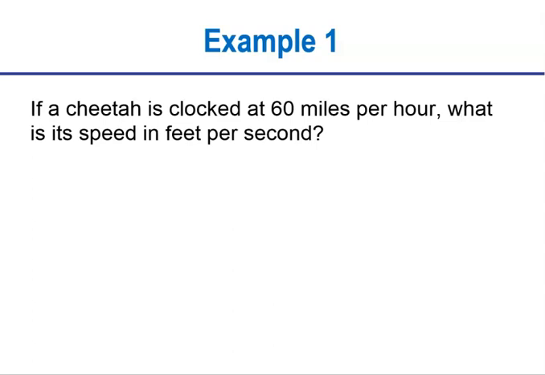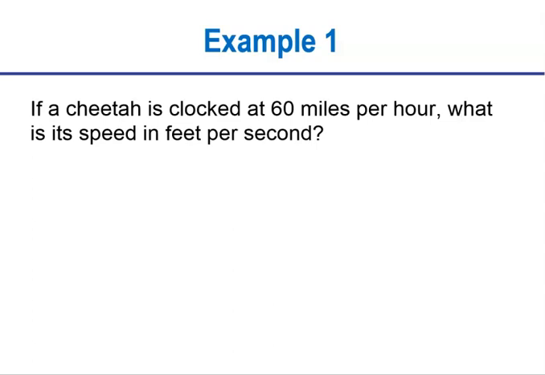So if a cheetah is clocked at 60 miles per hour, what is its speed in feet per second? Notice you're changing two things: miles to feet and hours to seconds. You can think about both of those conversions. Going from miles to feet is big to small, so we multiply. And going from hours to seconds is big to small again, so we multiply again. But if you use dimensional analysis, you don't have to worry about that.